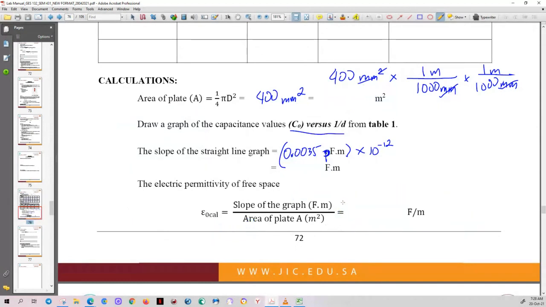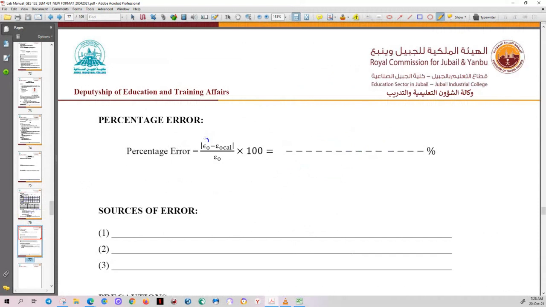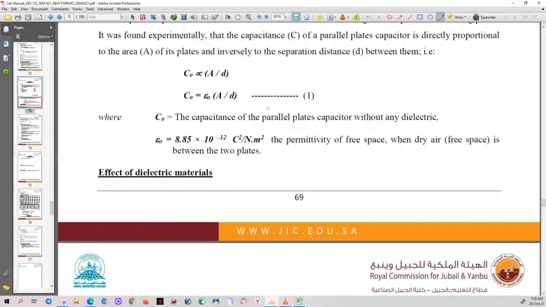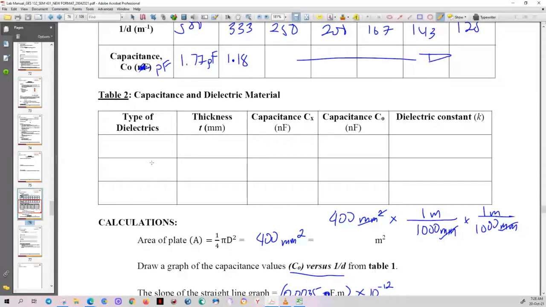Take note of your units, and take note, you have to remove pico from here. Once you have the epsilon calculated, go to the next page and find the percentage error: epsilon real minus epsilon calculated over epsilon real. Now, what is epsilon real? You will find the real value in the theory, which is here. Epsilon real is 8.85 by 10 raised to minus 12. Any questions?